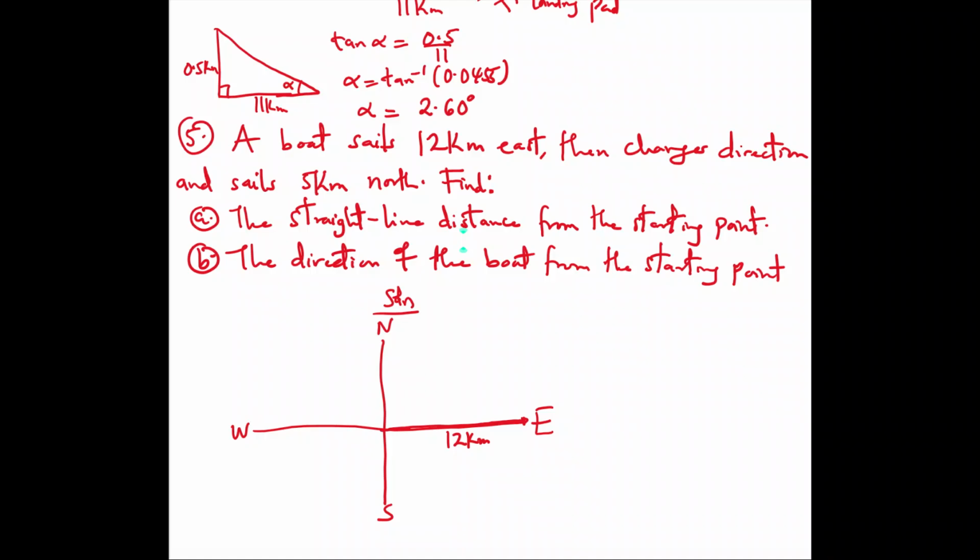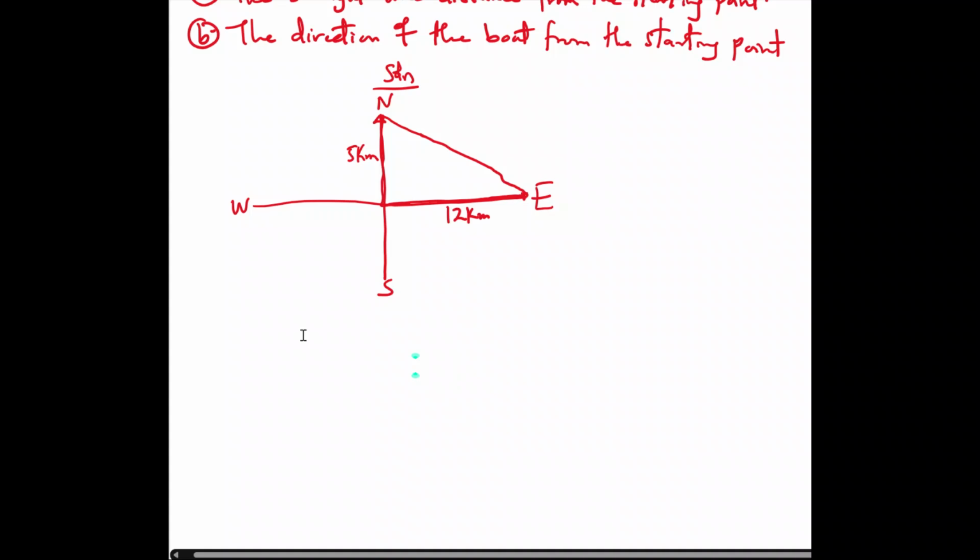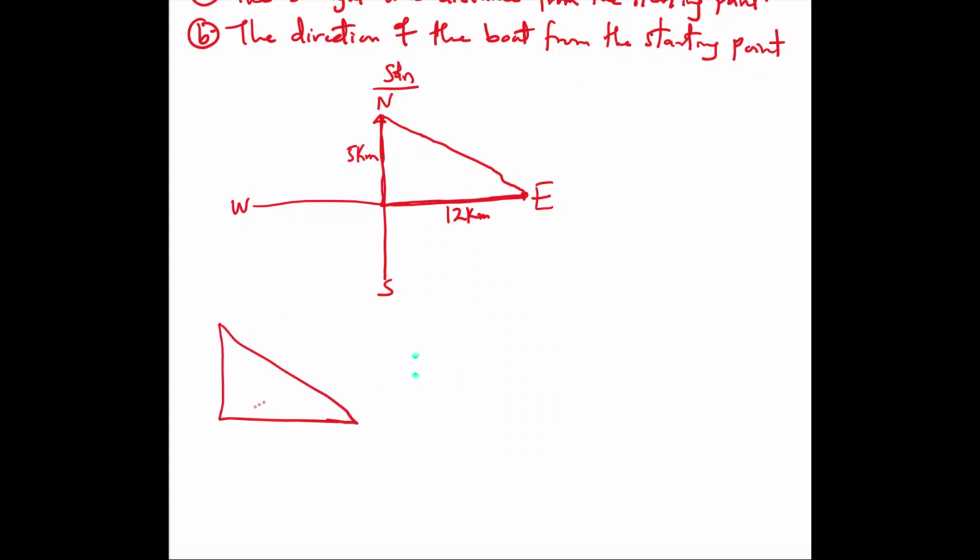So this is 12 kilometers, right? And then it changes direction and sails 5 kilometers north. So this side is 5 kilometers. Now it says find the straight line distance from the starting point. So now we are going to find the connection between the north and the east. In this case, we are going to use Pythagoras theorem. So now let me draw it out so that we can see it clearly.